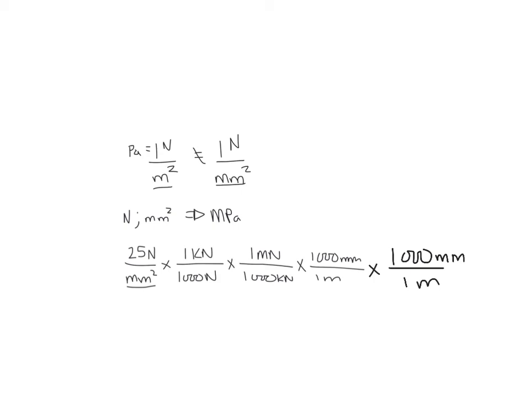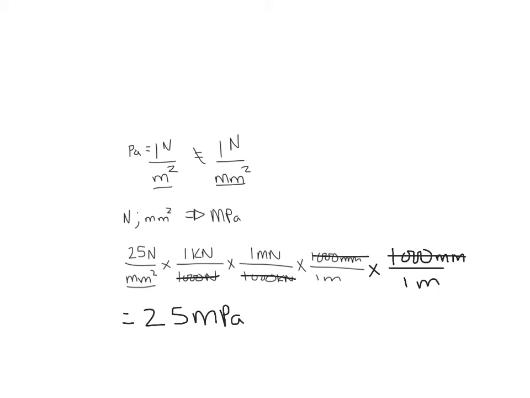Now, this entire problem will just cancel out. This 1,000 will get taken away from this 1,000. This 1,000 will get taken away from this 1,000. And now we're just multiplying by 1 over 1 over 1 over 1. And the answer just becomes 25 megapascals.